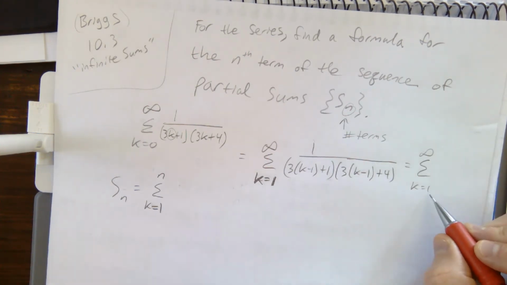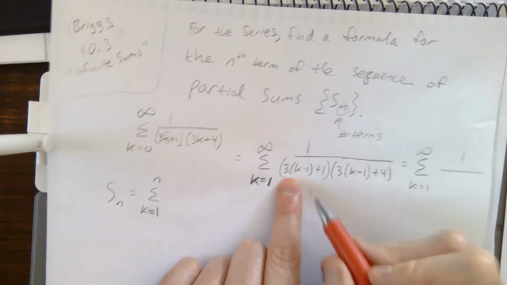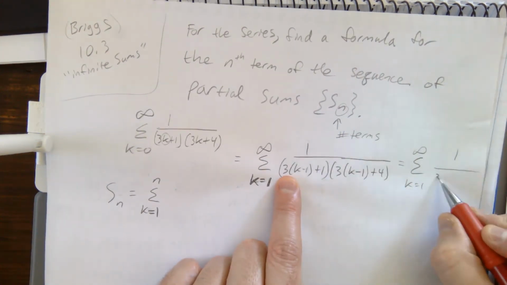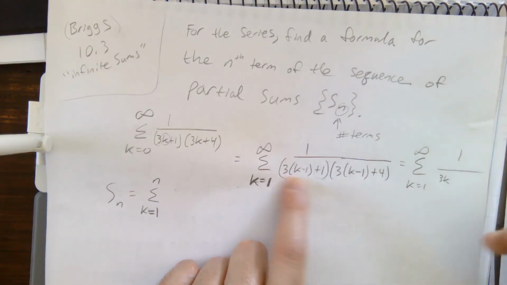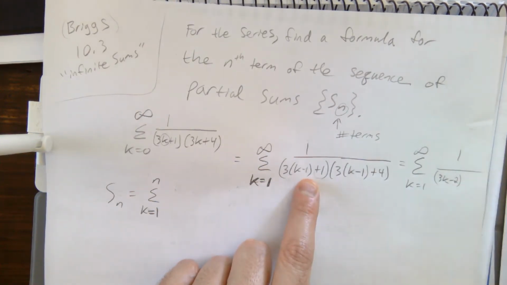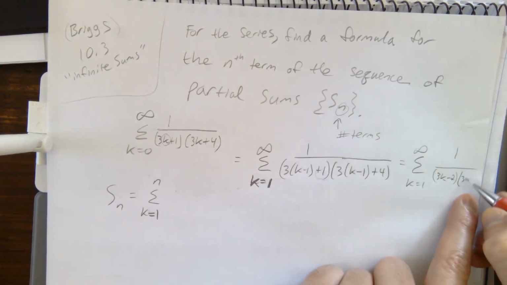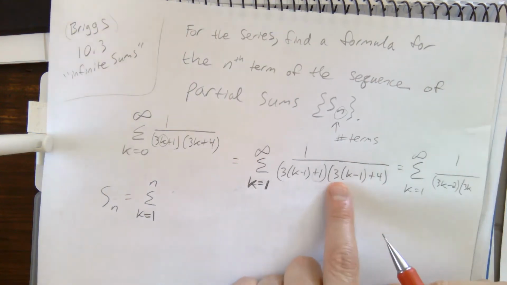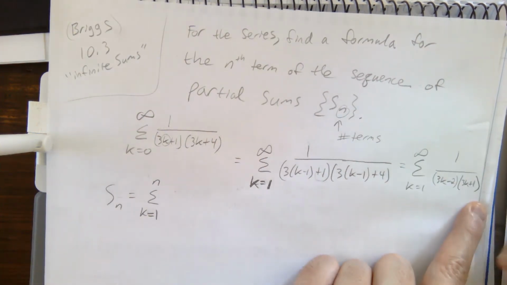So now we start at 1, which is what we were hoping for. And now we have a 3k minus 3. 3k minus 3 plus 1. Minus 3 plus 1 is minus 2. And then we have a 3k minus 3 plus 4. 3k minus 3 plus 4 plus 1. All right, here we go.